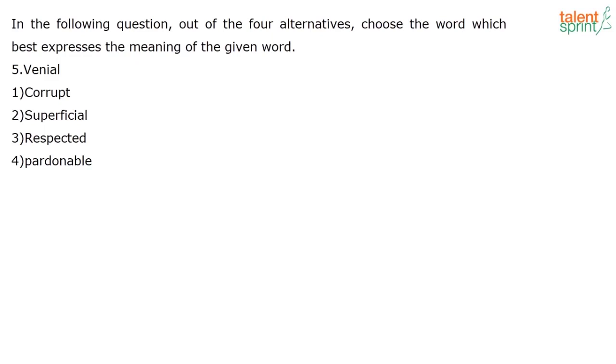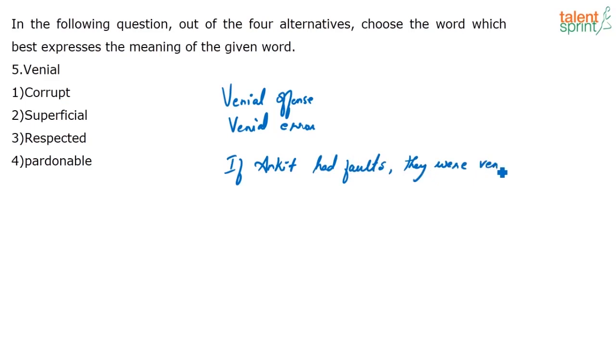So what do I do for words like this? You should be able to either recollect it, right? So I'll give you some collocations. Venial offense or venial error. Let me put it in a context. If Ankit had faults, they were venial ones. Okay? So I've given you an example sentence. In this example sentence, I want you to apply a little bit of collocation and tell me what you think can be the meaning of venial. If Ankit had faults, they were venial ones.